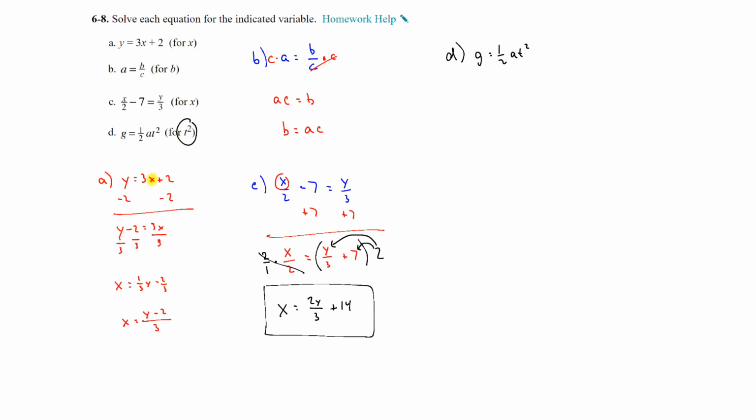If we just want to get rid of the fraction, we can multiply by 2, and that would be 2 times g. And then that 2 would just cancel out the 1/2, and that's just equal to at squared, I'm sorry. And then now, since we're solving for t squared, we can divide by a, and t squared would be equal to 2 times g divided by a. And we don't have to solve for t. We're only solving for t squared on this one. So t squared is equal to 2g divided by a.